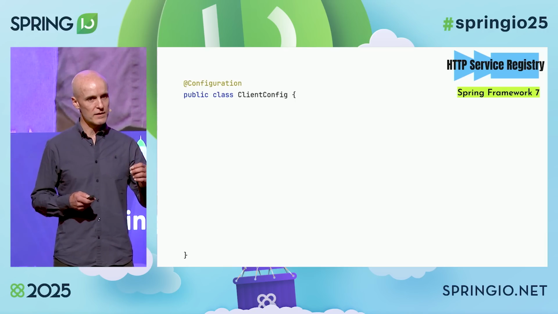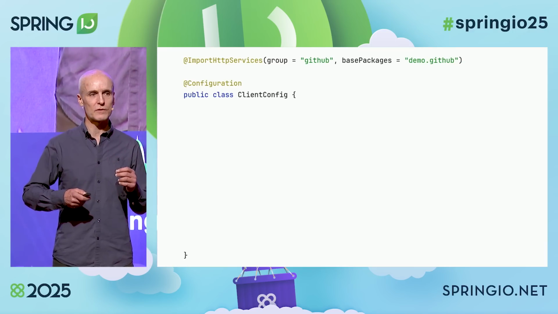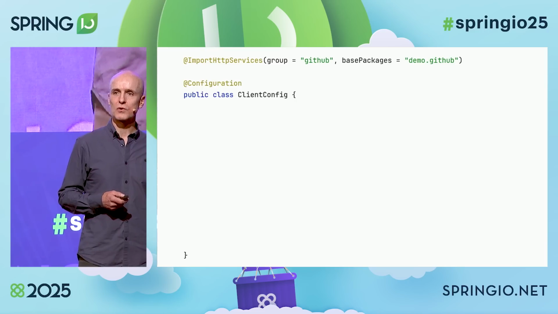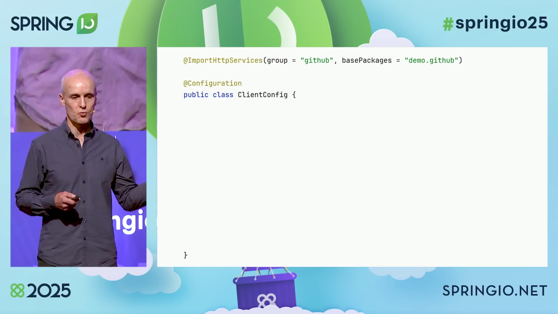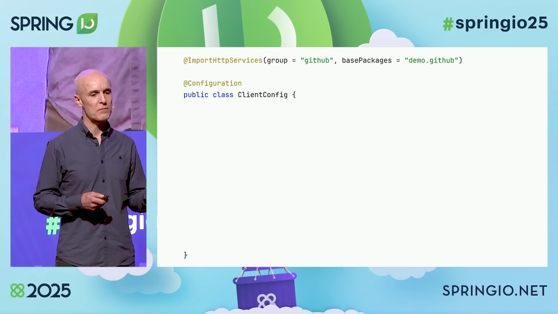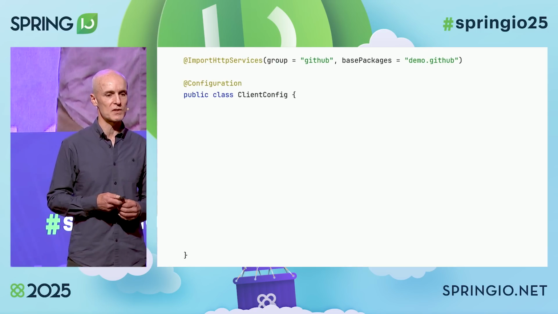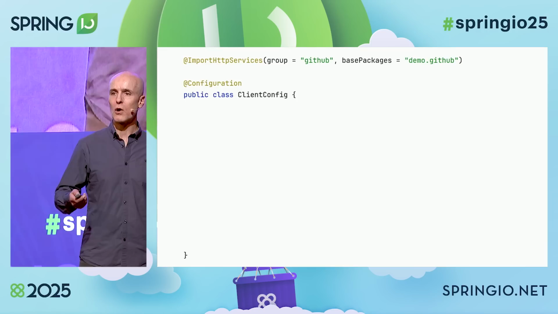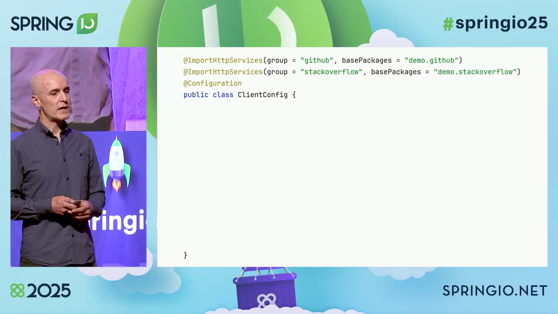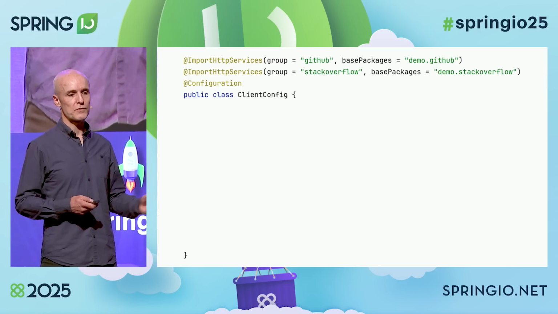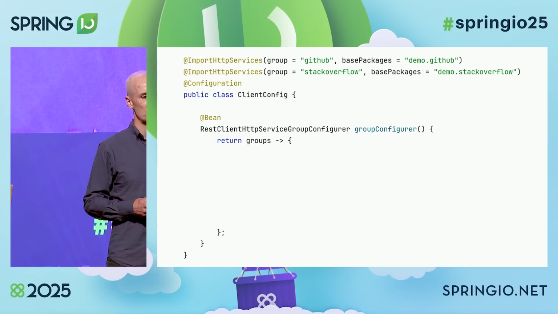First, we need to identify the HTTP services. And we are going to declare an import for a group. And for those who are familiar with Spring Cloud and OpenFeign, this would be essentially a service ID. The group name would be the service ID. And then we have a base packages declaration, which is pointing to a package that contains those HTTP service interfaces. And they will be automatically detected and declared as beans. That's convenient, right? We can create as many groups as we want, another one for the Stack Overflow API if we want to access that as well and get information from both places.